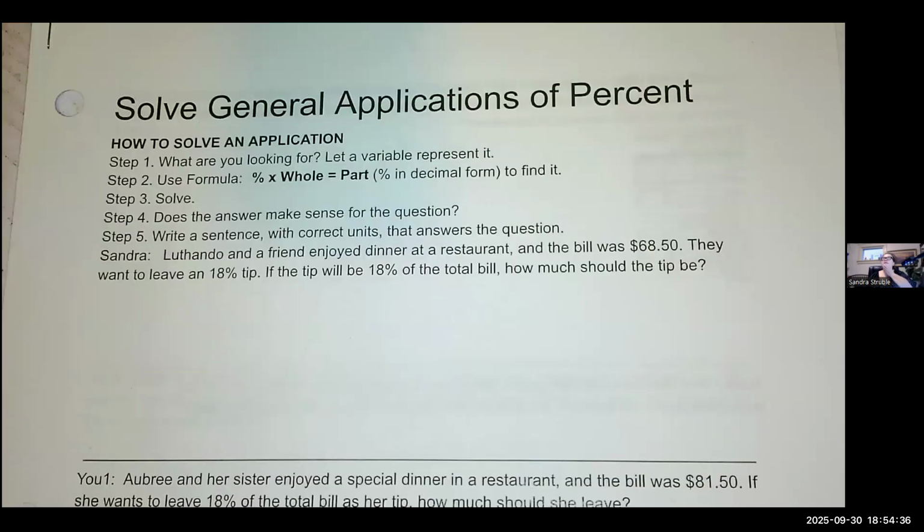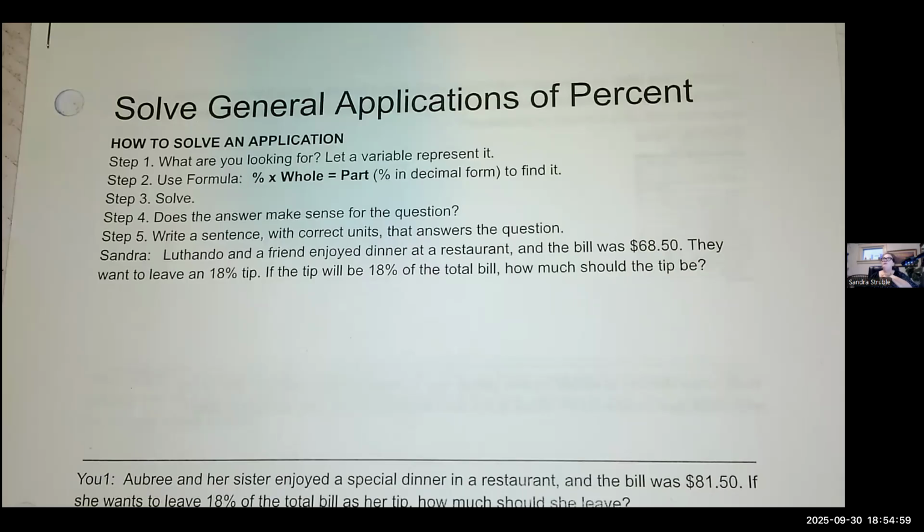Yeah, let's cover the second part of general applications of percent. This is number 3 of the homework sessions, and this is the second one of solving general applications of percent. This is going to be more word problem pieces. If there's another way you enjoy doing it, feel free to do so.